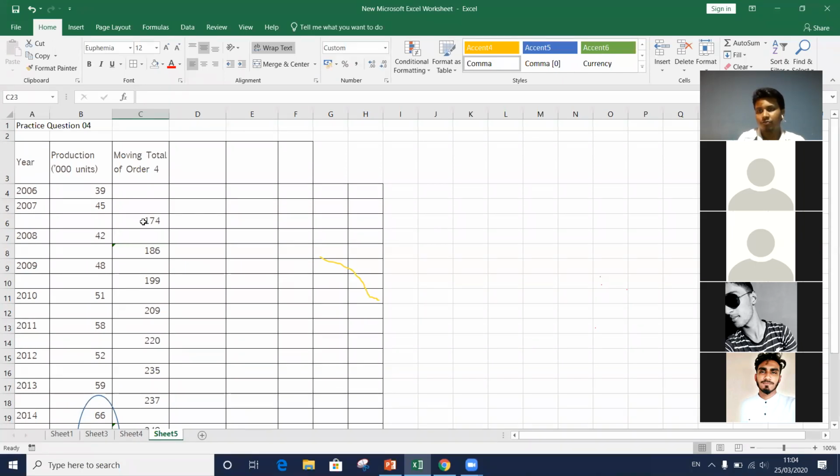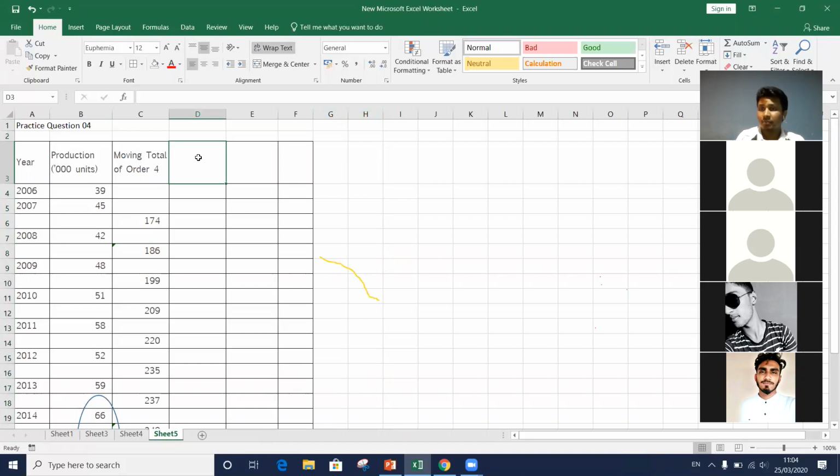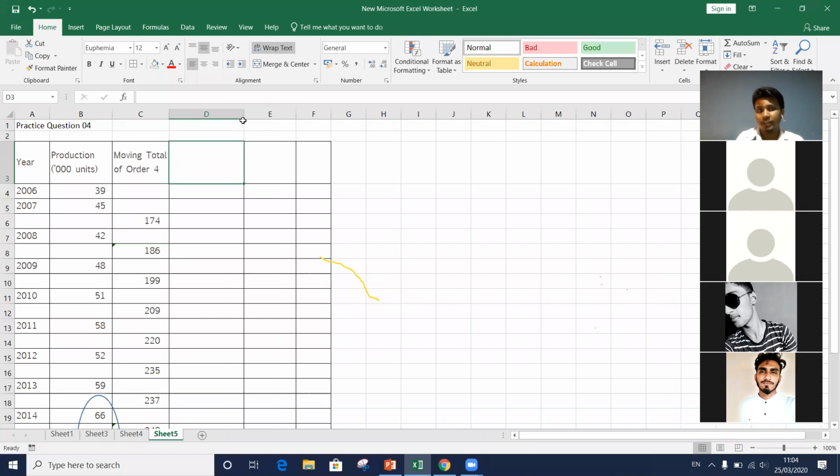Right. That is how we generated moving totals. Can you remember what we have done next? කලින් නම් මොකද්ද අපි කරේ? After calculating moving totals, we have calculated moving average. But when it is order 4, we need to have a centered moving total column. Centered moving total of order 4.